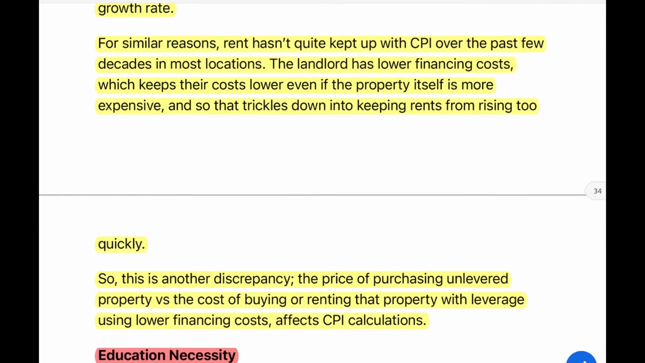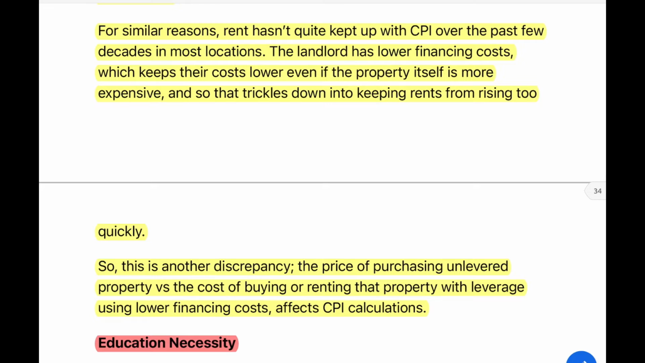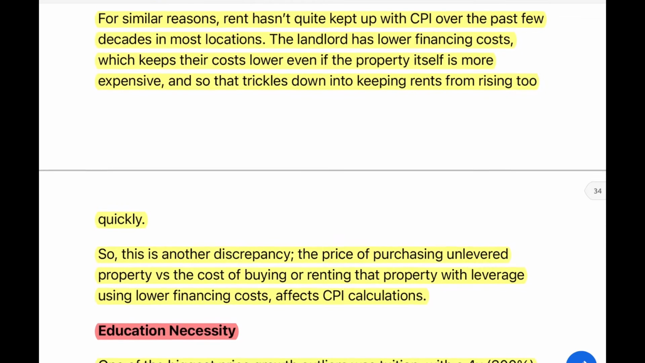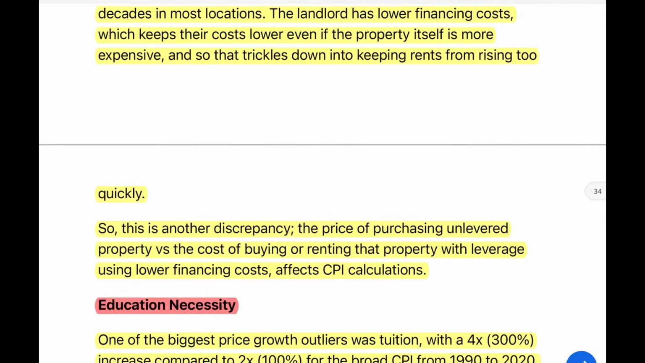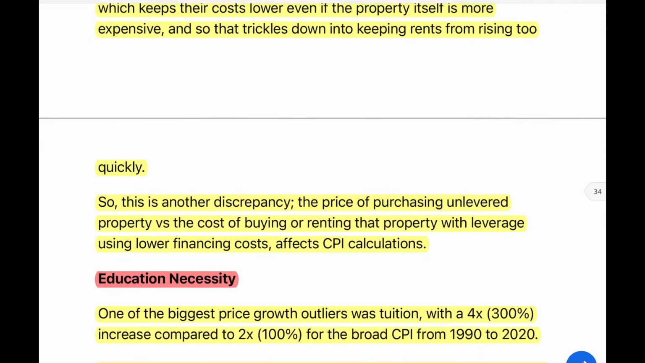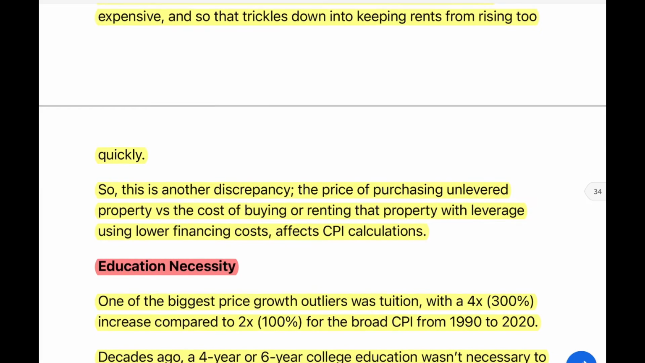For similar reasons, rent hasn't quite kept up with CPI over the last few decades in most locations. The landlord has lower financing costs, which keeps her costs lower even if the property itself is more expensive. And so that trickles down to keeping rents from rising too quickly.